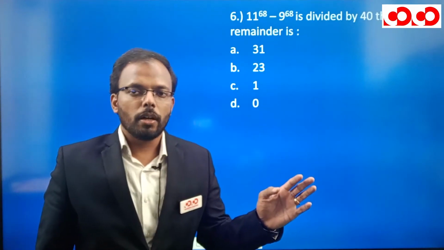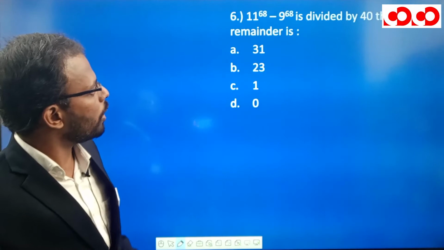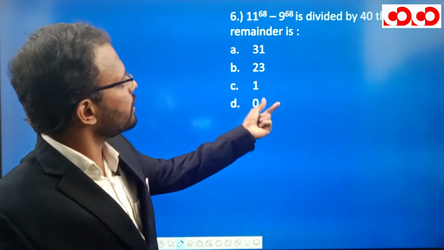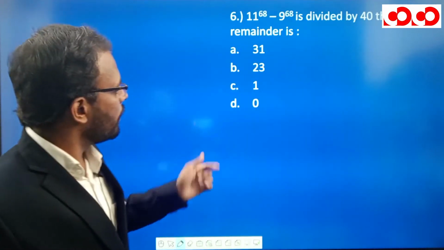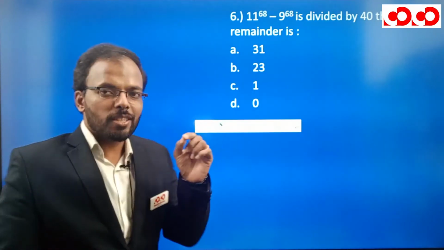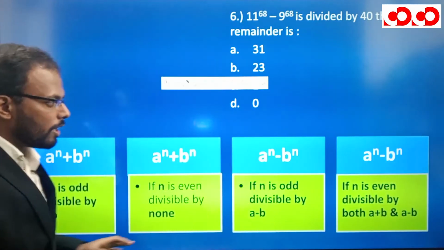Now this problem I have taken from the remainders. Let's try and solve it. If 11 power 68 minus 9 to the power 68 is divided by 48, then the remainder is? We need to know a small concept over here. Let's try and discuss.